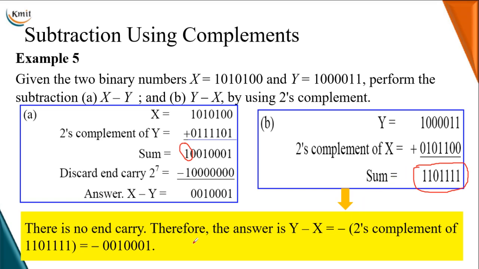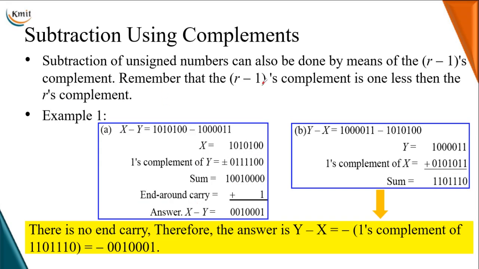Now to obtain the actual difference between y and x, we have to calculate the 2's complement of the summation. The 2's complement of the summation 11041 is equal to 0010001, and we assign a negative sign because here x is greater than y, so we get a negative difference.